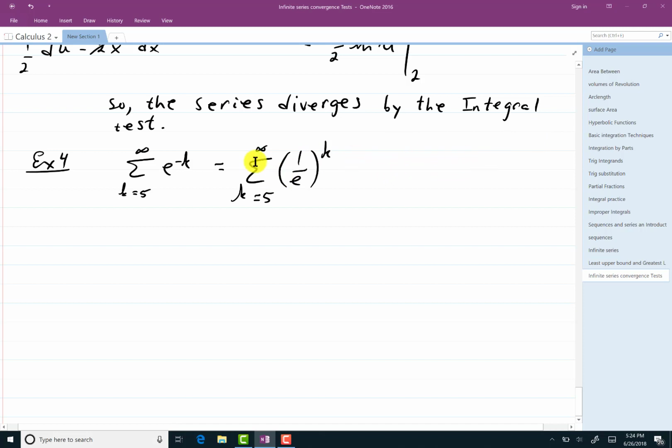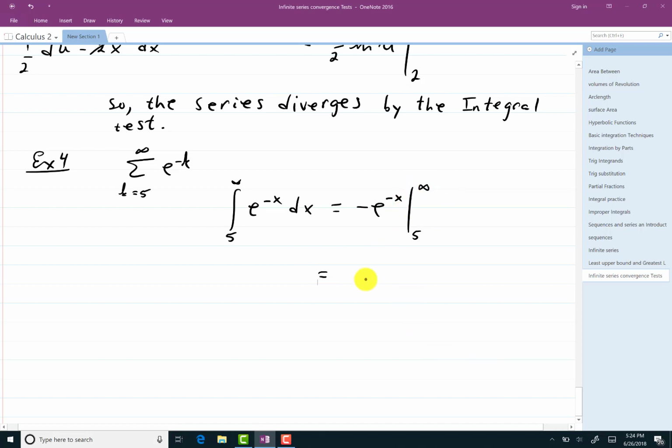Fortunately, I don't care about what the sum is right now, so this is not important to me. I'm going to erase it out of there. I just want to know whether it converges or not. So to determine whether it converges, I'm going to look at the integral of e to the negative x dx from 5 to infinity. And when you integrate e to the negative x, you'll get negative e to the negative x from 5 to infinity. Well, when you go this route, you're going to get the limit as b goes to infinity of negative e to the negative b plus e to the negative 5.